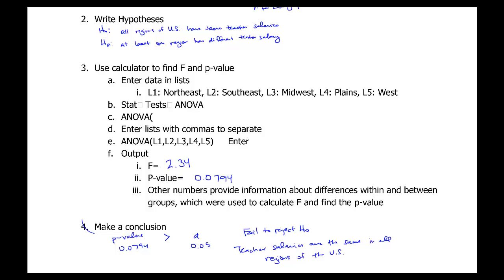And that's it. That's all you have to do for an ANOVA problem. Again, we're not learning any of the equations, so as long as you know how to enter the data in your lists and tell your calculator which lists you're using, and then write down your F and p-value, make your conclusion, and that's the end.